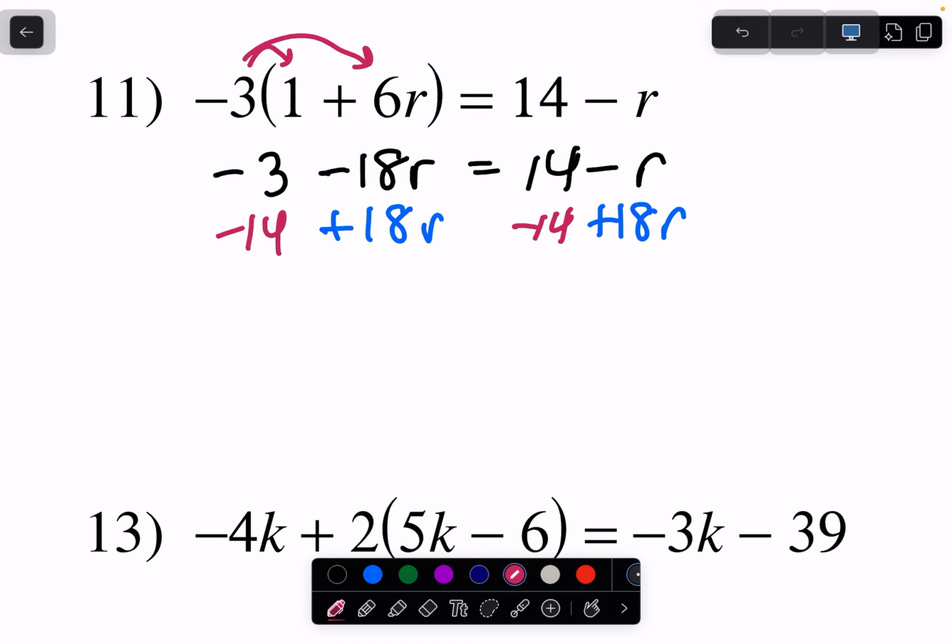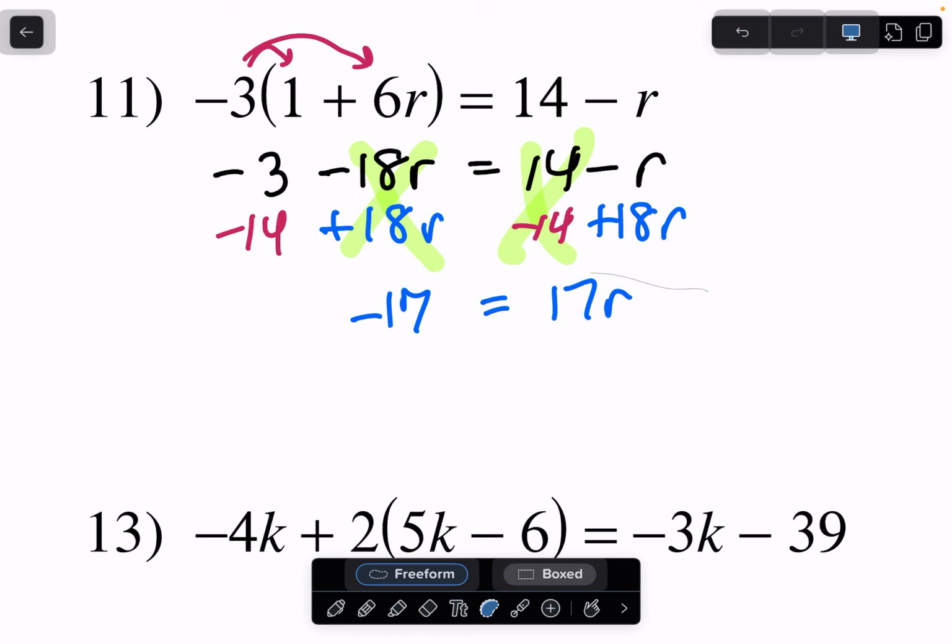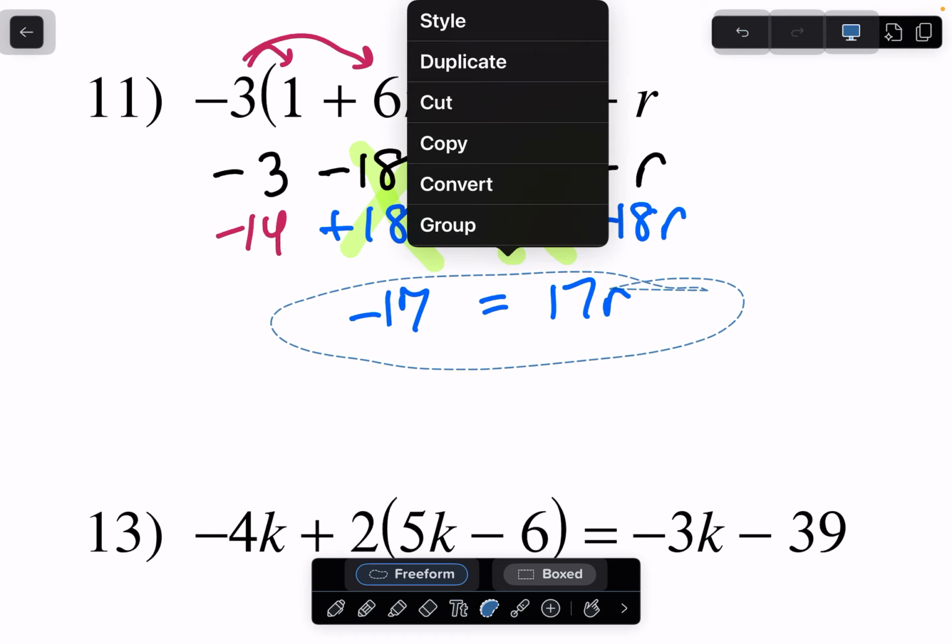Okay. So I'm going to add 18 r's to the right, and I'm going to subtract 14, so it'll move it over to the left. You'll notice, hopefully, that those cancel. That's great. That's what we wanted. And those cancel. That's what we wanted. And so we get that 17r equals negative 17.